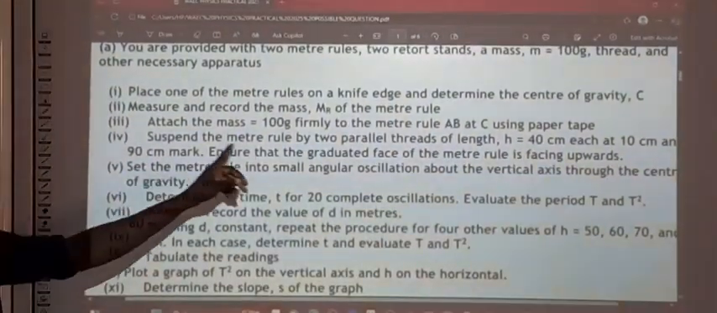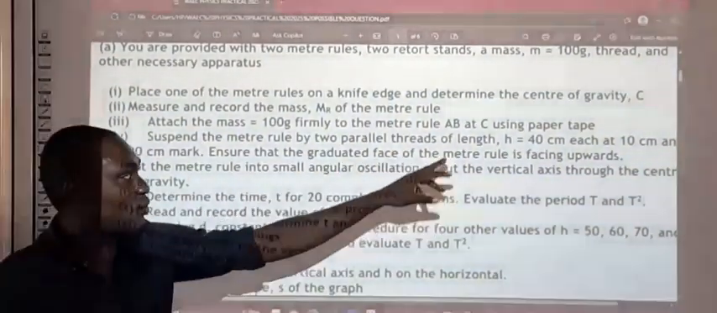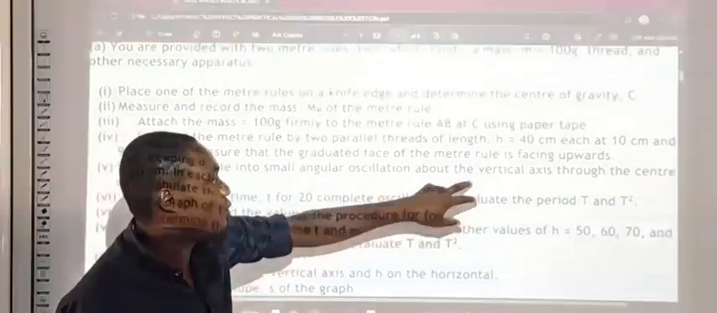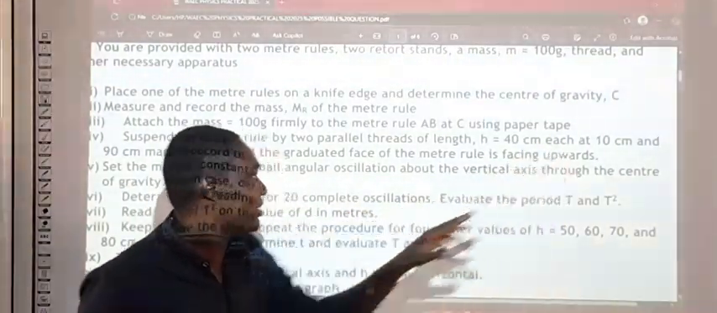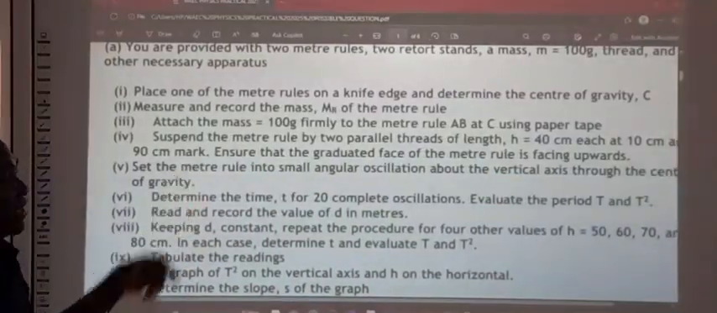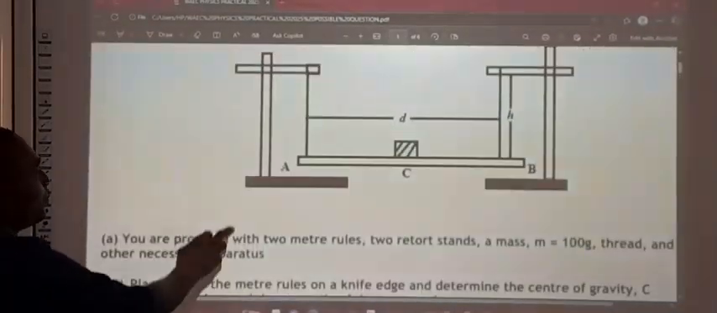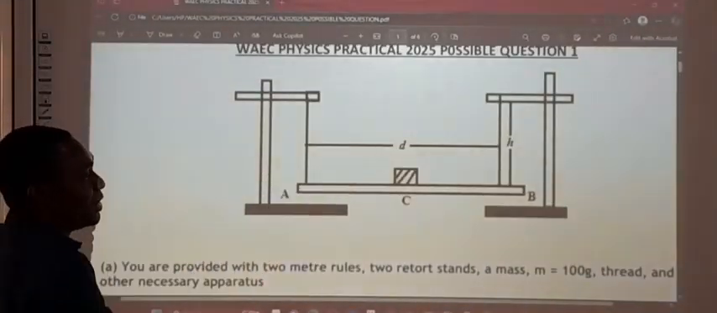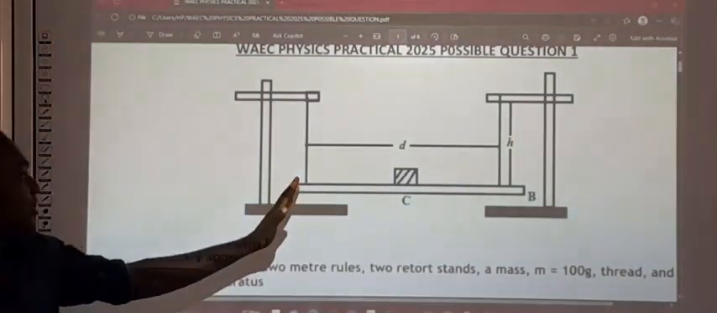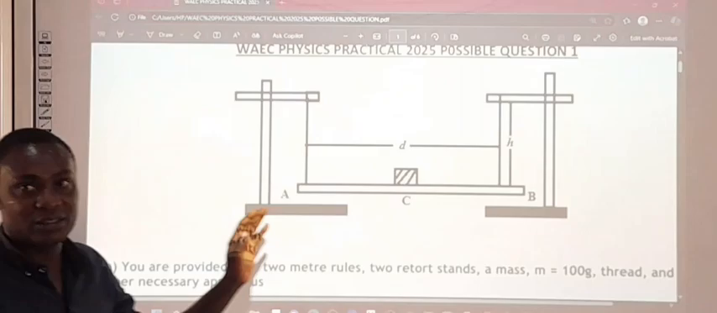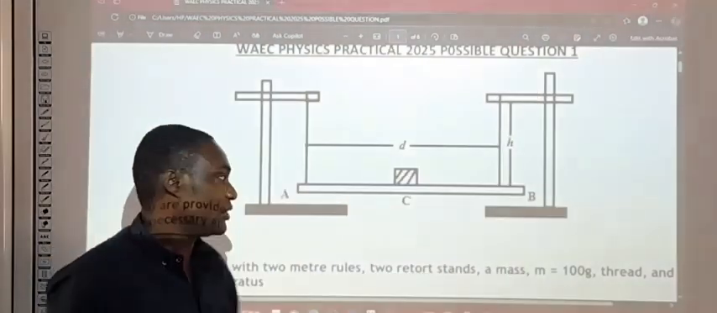Then suspend the meter rule by 2 parallel threads of length equal to 40 cm each at 10 cm and 90 cm. So on the meter rule, we are going to get this at 10 cm and place this at 90 cm. That will make it 10 cm on this side and 10 cm on this other side.